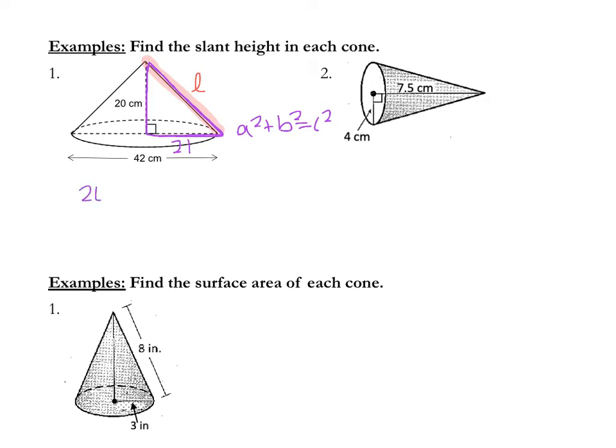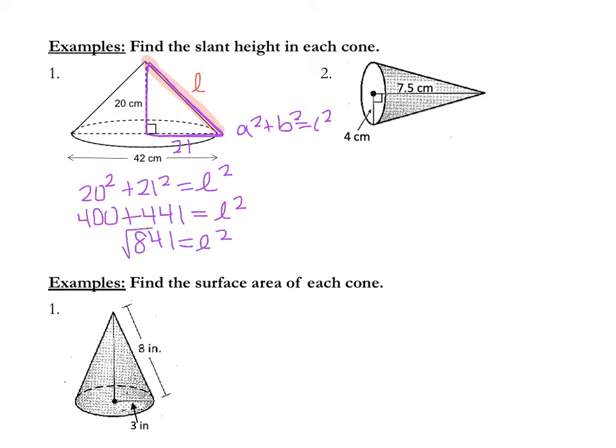So then we're just going to do a squared plus b squared, that's the two legs squared, equal to the hypotenuse squared, L squared. And then 20 squared is 400, 21 squared is 441, equal to L squared. We get 841 equals L squared, and we take the square root, and you should get that L is 29.